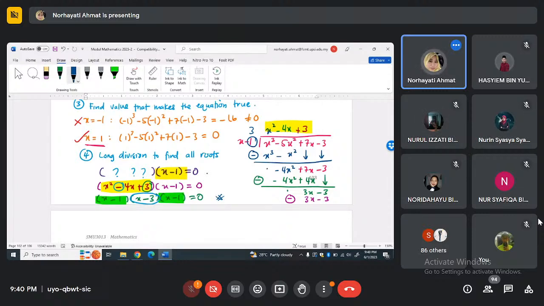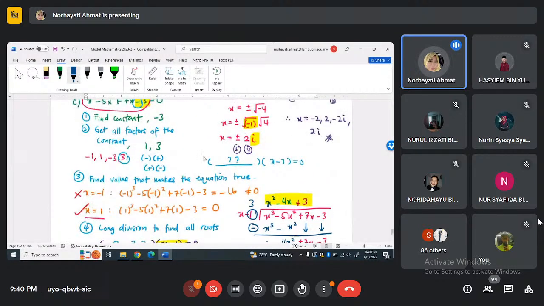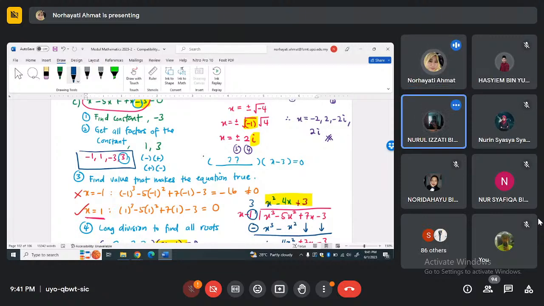These are among the 4 values of x that you got at first. Among these, one of the values will give us the polynomial equals to 0. So you just choose only one. Choose just one. Then you do long division to find the other roots. Can? Yes, Doctor. Thank you. You're welcome. Okay, any other questions?